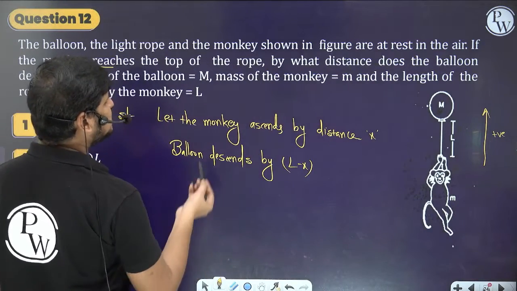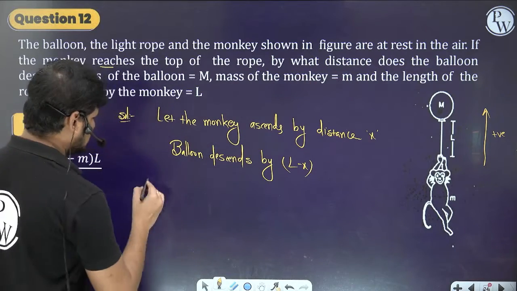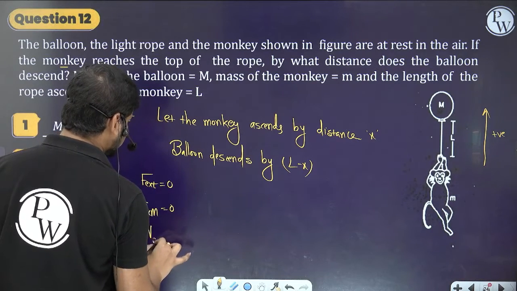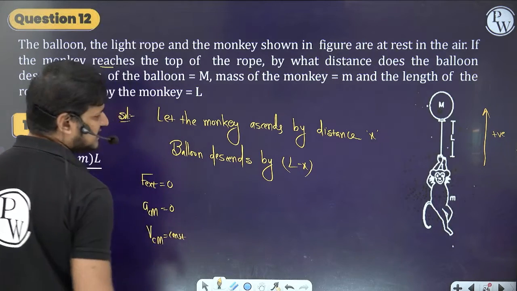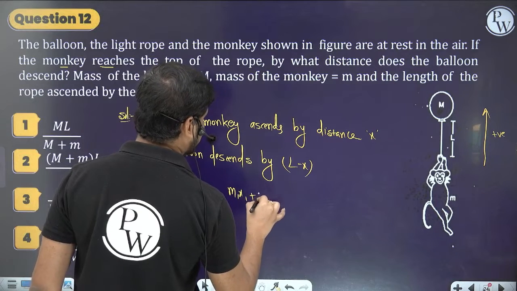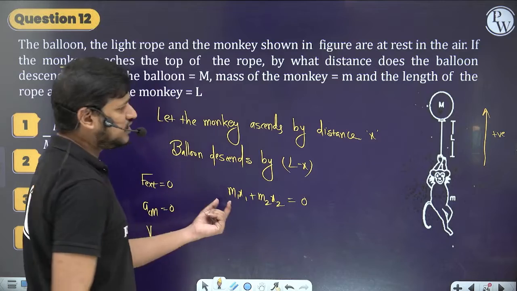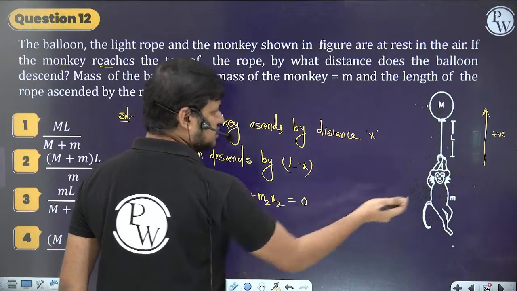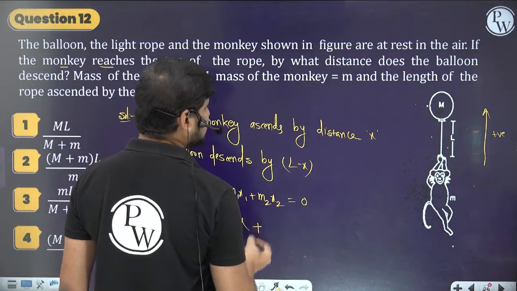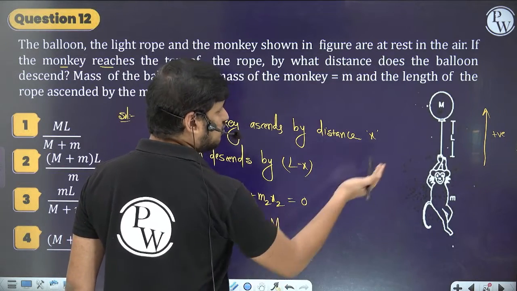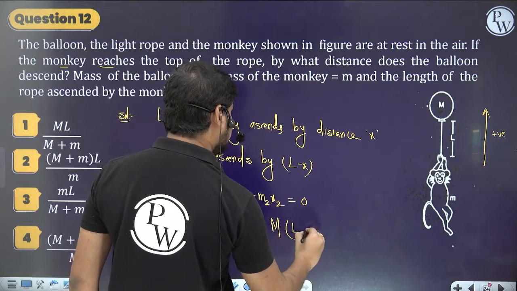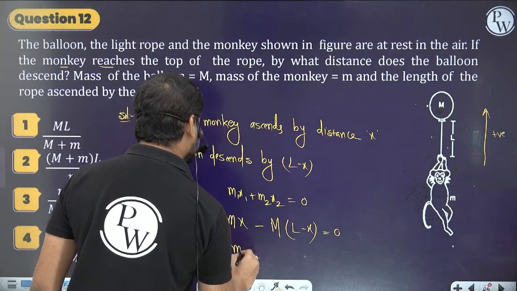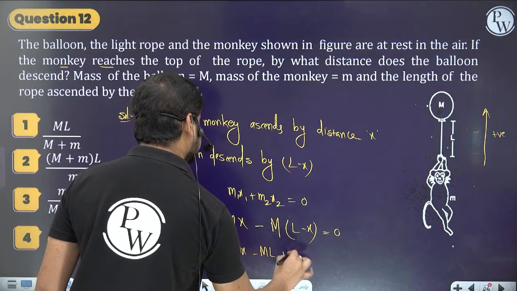Initially they are at rest, and there is no external force acting. Therefore the acceleration of the center of mass should be zero, and the velocity of the center of mass should be constant, right? So I can say m1 x1 plus m2 x2 should be equal to zero. Let m1 be the mass of the monkey. So m into how much distance the monkey has ascended? Some distance x, upward, so positive, plus m2, the mass of the balloon, into the distance the balloon has descended, l minus x. I am considering it as negative, because downward is negative. So zero. Here, minus Ml plus Mx plus mx is equal to zero.